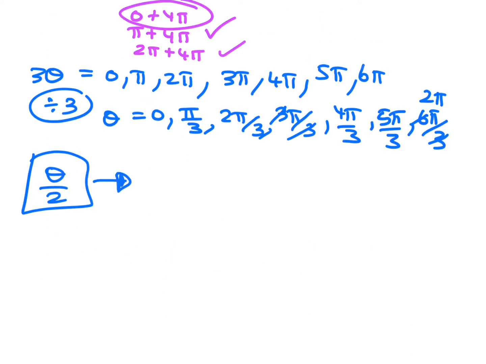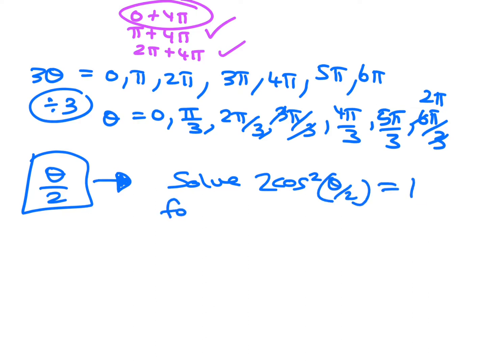Alright, so now what we're going to do is look at pi on 2. So we're going to solve, let's go, 2 cos squared theta on 2 equals 1. Okay, and we're going to do it for theta in between 0 and 2 pi. Okay, so what would we do for this?